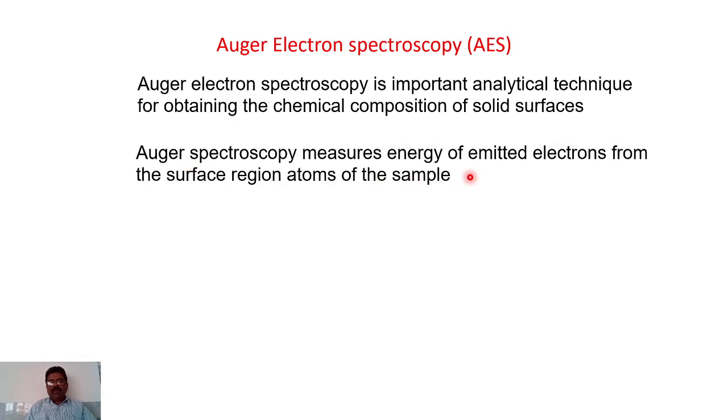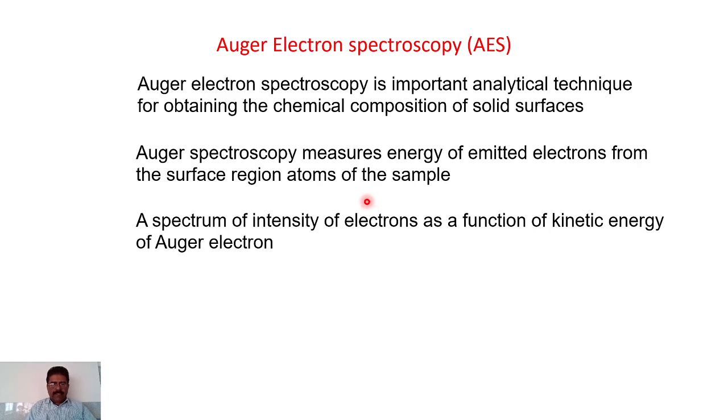So Auger spectroscopy measures the energy of the emitted electron. What is important for us? To measure the energy of the emitted electron from the surface region atoms of the sample, because the electrons which are bombarded on the solid surface cannot go very deep into the solid material. Only a few angstroms they can go. So you can analyze the surface composition only. Remember, only surface composition we can analyze.